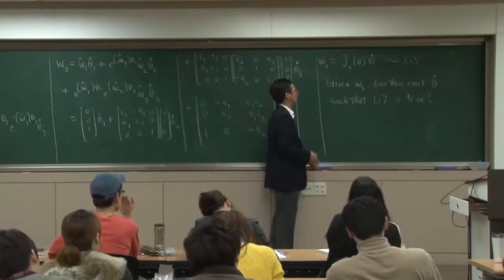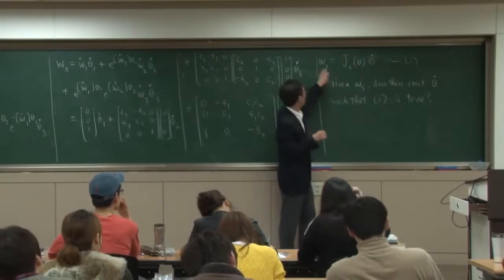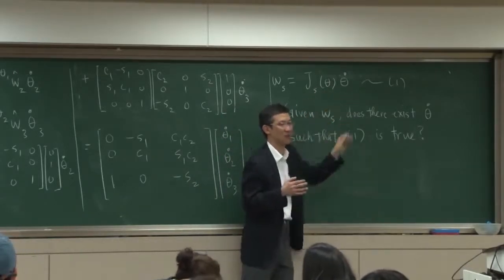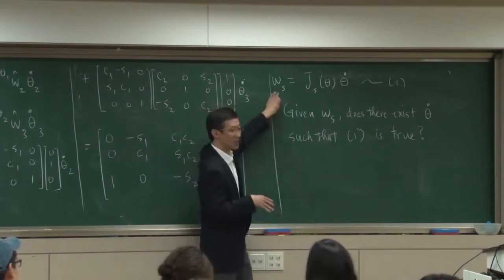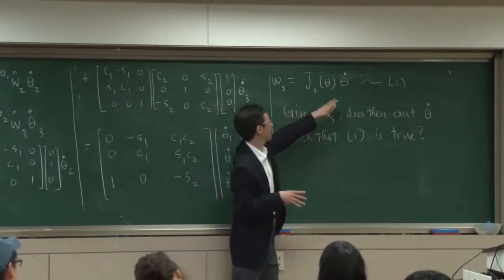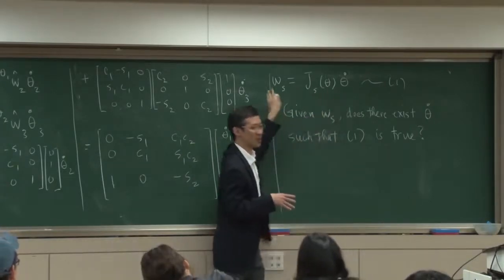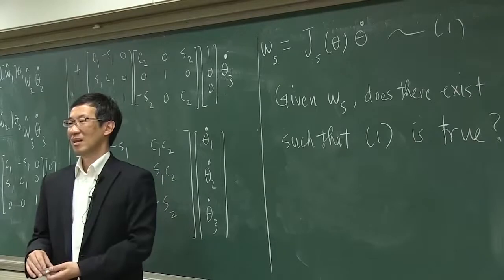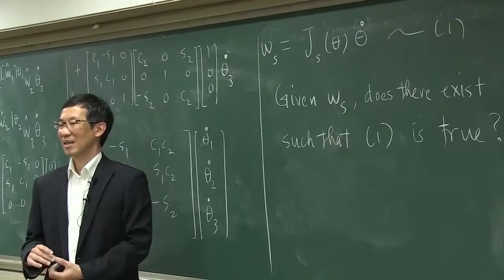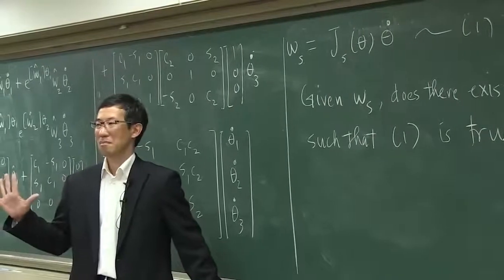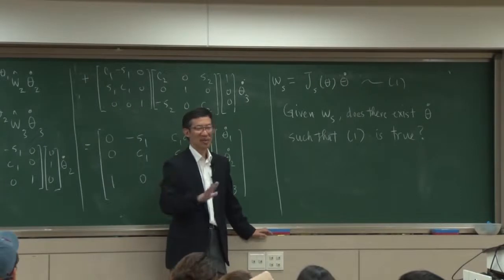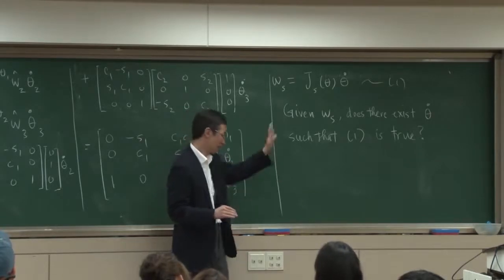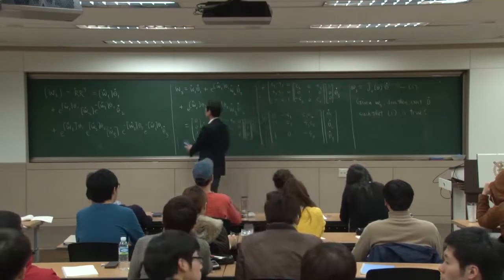How do we answer this question? Given some vector omega s, does there exist some vector theta dot such that this is true? Given some vector b, does there exist some vector x such that a times x equals b? This is the standard question, Ax equals b. And the nice thing about this is that it's exactly Ax equals b. No tricks here. It's not like the force closure thing, where you have to worry about the solution having to be non-negative. Here it's just standard Ax equals b. So how do we answer that question?